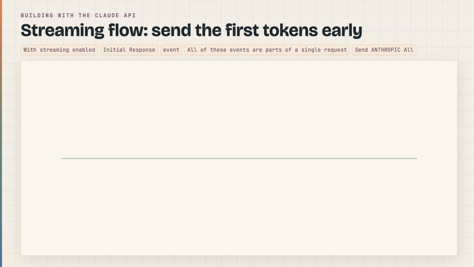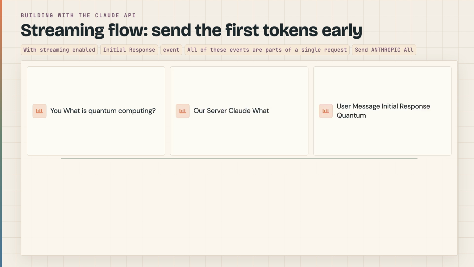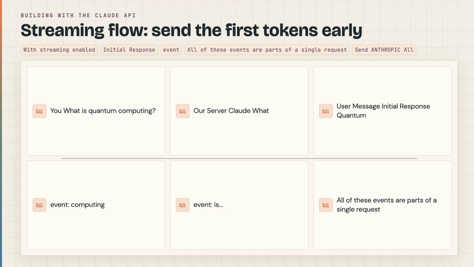With streaming enabled, the request is still one request, but the response arrives as a sequence of events. Claude can send an initial response, then text chunks like "quantum," "computing," and so on as they are generated. All of these events are parts of a single request, but the UI can update progressively.